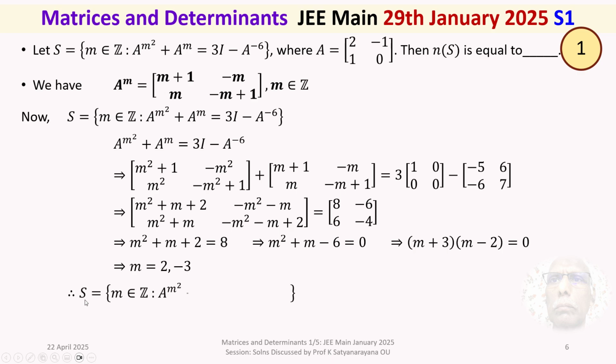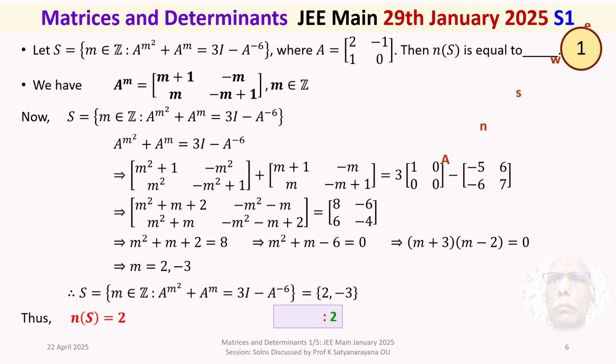Therefore, S is this, and S is this, m belongs to Z, a to the power of m square plus a power m is equal to 3I minus a to the power of minus 6. It is the set consisting of 2 and minus 3. So therefore n of S is 2. It is a numerical answer type, therefore 2 is your answer. The answer to this question is 2. That is the detailed discussion of the solution of this problem.